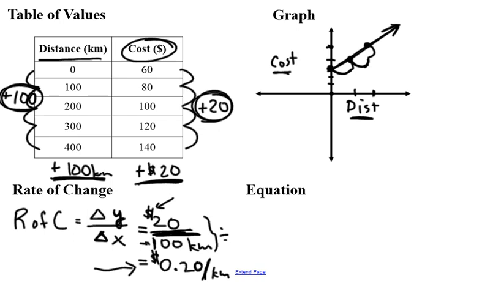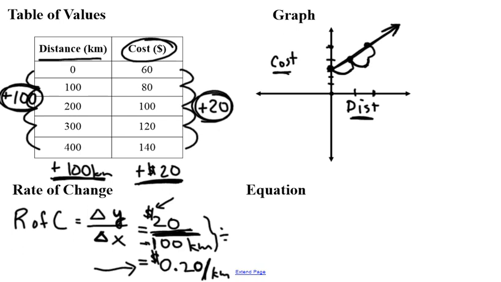So every time you drive a kilometer, it's 20 more cents. Drive the 75th kilometer, that was 20 cents. The 482nd kilometer, that was 20 cents. It's a constant change of 20 cents for every kilometer.